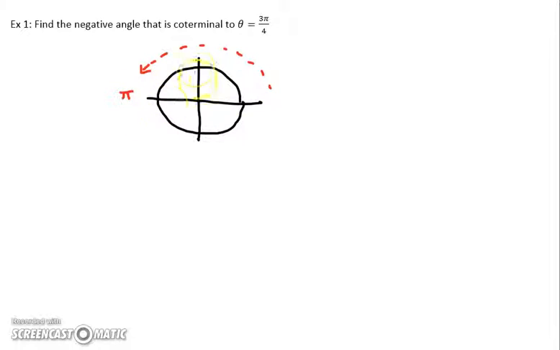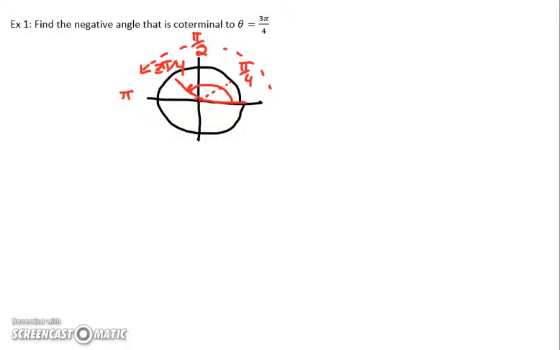If we cut that in half, we get pi over 2 right here. If we cut that in half, this would be pi over 4. So pi over 4 is going to cut the quadrants in half. So we have 3 pi over 4 over here. So the angle that we're trying to find that's coterminal to is this angle right here.